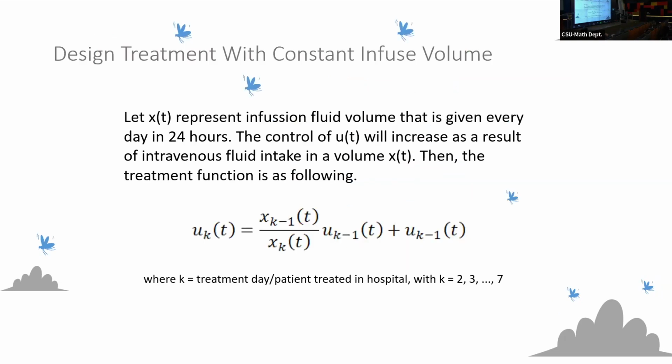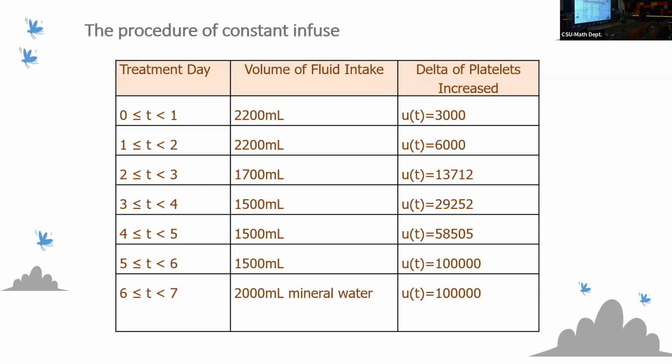So U is the control of the volume, derived from X, which represents the infusion fluid volume given every day over 24 hours. We do a simple simulation using this step function. For example, T represents the hour. So from 0 to 1 hour, 2,200 milliliters is supplied. Then U(T) looks like this, and this is the delta of platelets increase in terms of X.